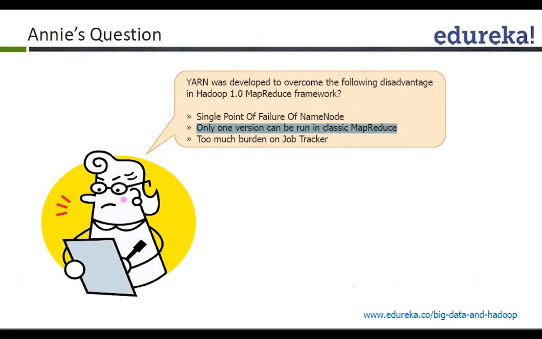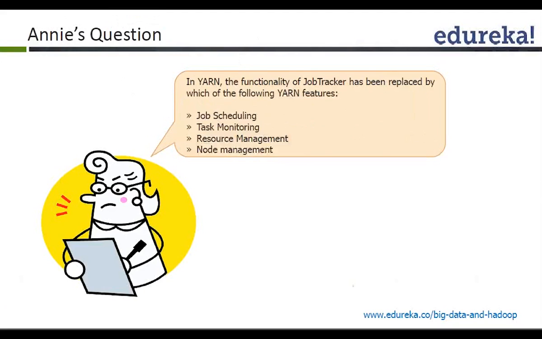Let me go back. If anybody gives me two also, I will consider that. That's correct, because anything can be executed on YARN. So I would agree with both two and three. Then in YARN, the functionality of the job tracker is replaced by which of the YARN components?